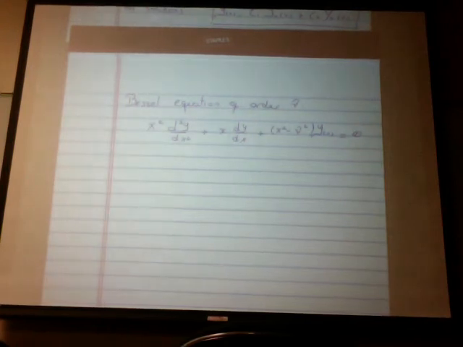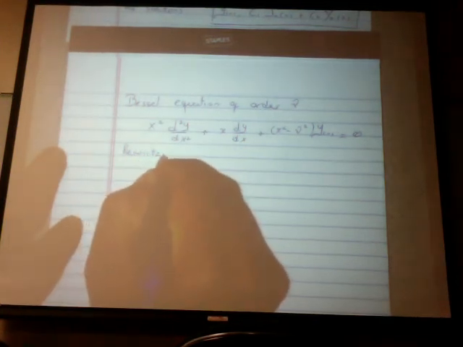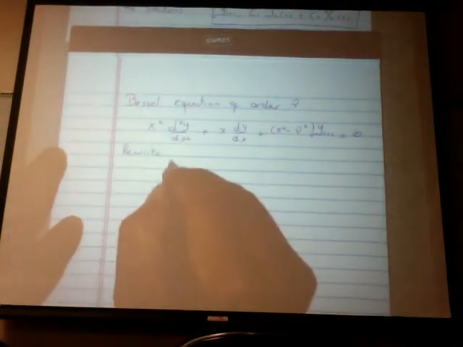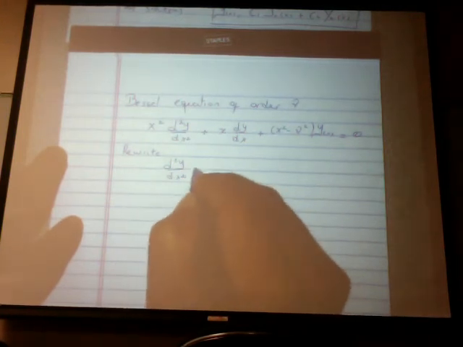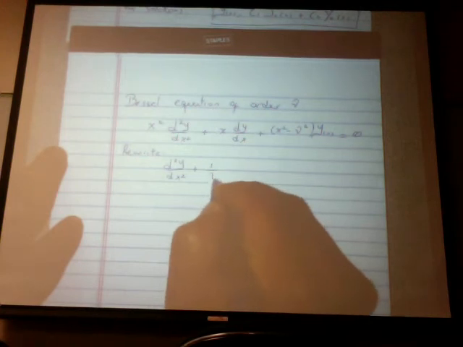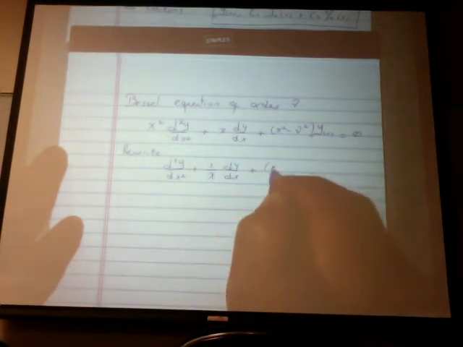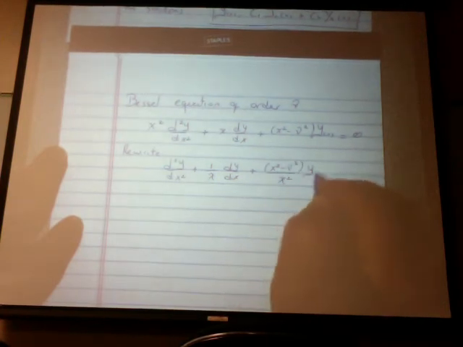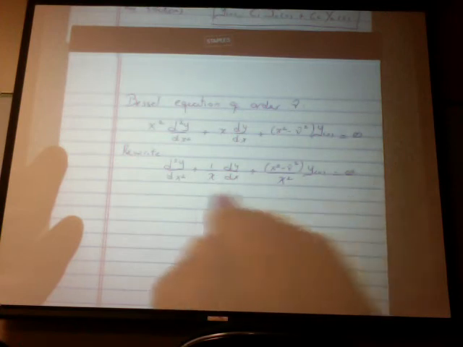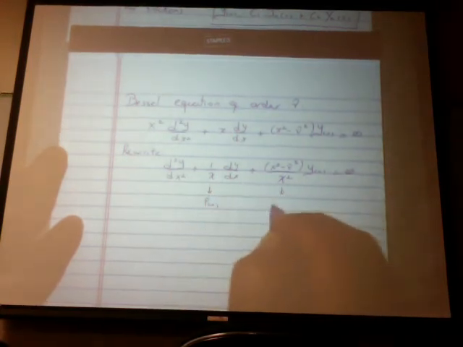We'll see why. If we rewrite, we have the second derivative d2y/dx squared, plus 1 over x dy/dx, plus x squared minus nu squared divided by x squared, y of x is equal to 0. Here is p of x, and here is q of x.